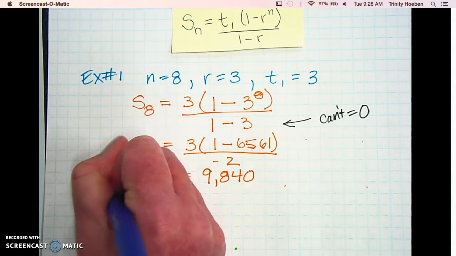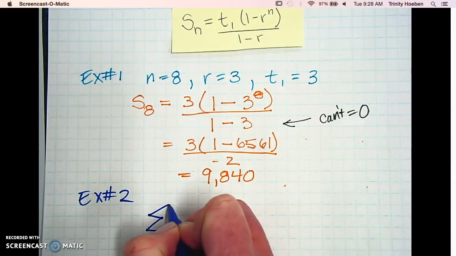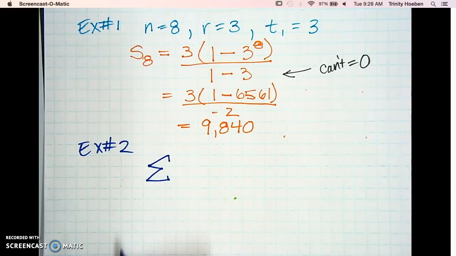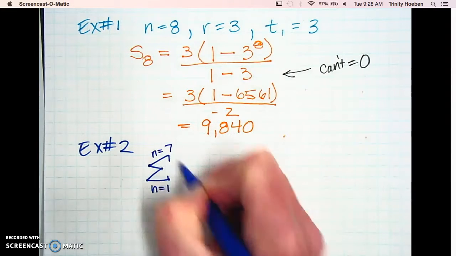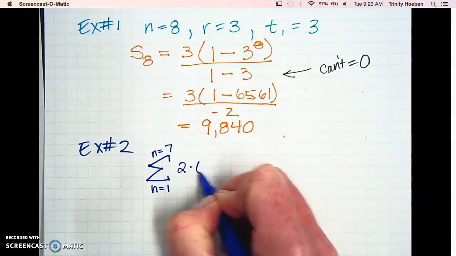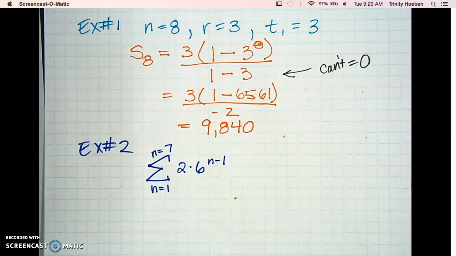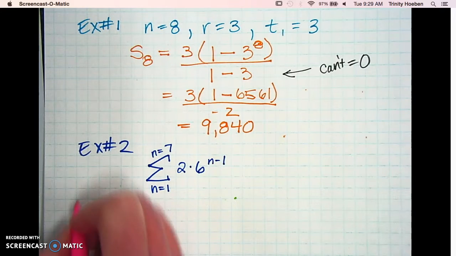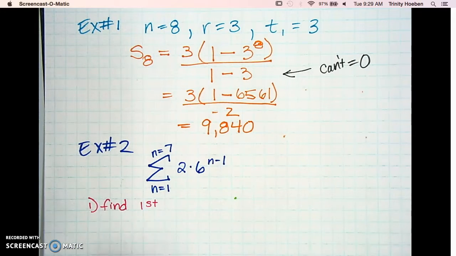Example number 2. We're going to write it in the summation form, like we saw yesterday. Okay, so if you see it written like this, you're going to see n equals 1 here to n equals 7 here, and then the equation is going to be 2 times 6 to the n minus 1. Okay, so when you see it like this, there's a couple steps you have to follow. So first, you want to find the first term. Find the value of the first term.